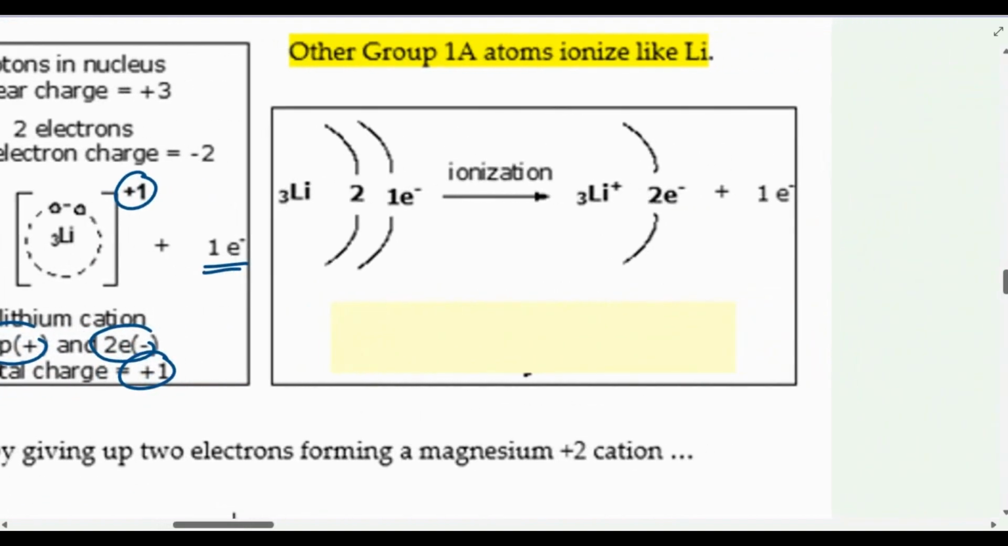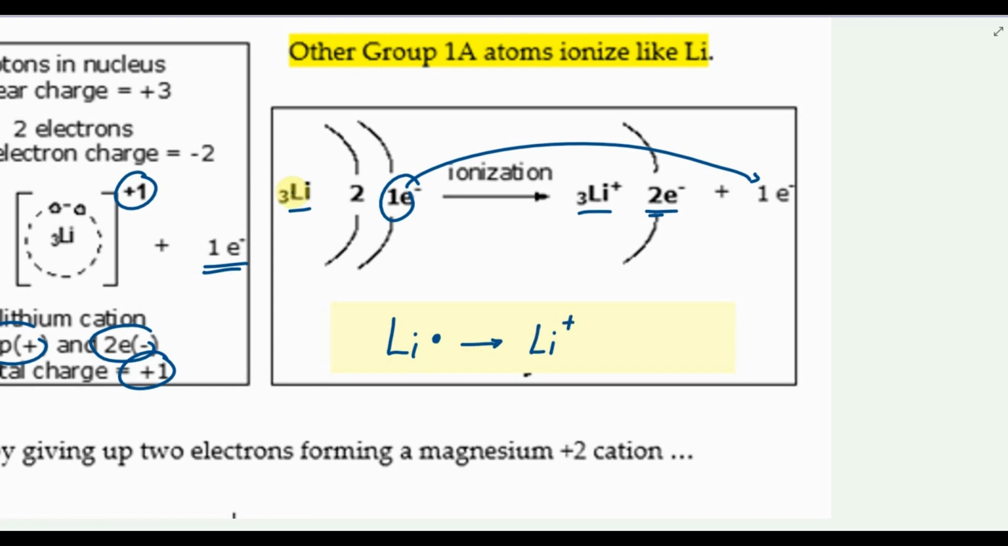Here it is in a Bohr diagram. This lithium atom loses 1 electron. There it goes. What's left is 2 electrons and 3 protons. Let's draw that with Lewis symbols. We'll say lithium is in group 1A. It has 1 valence electron. It goes to the lithium cation, and here's the 1 electron that's lost.